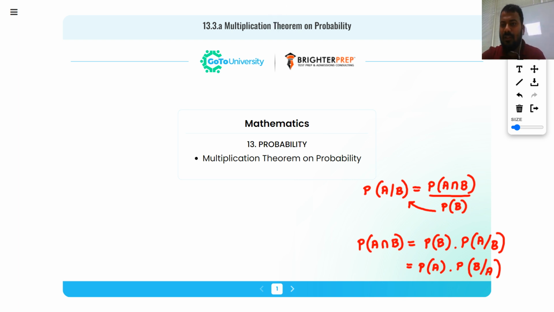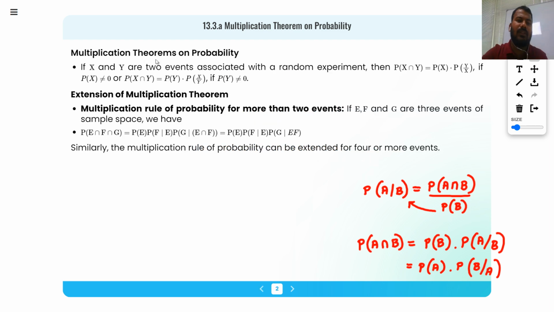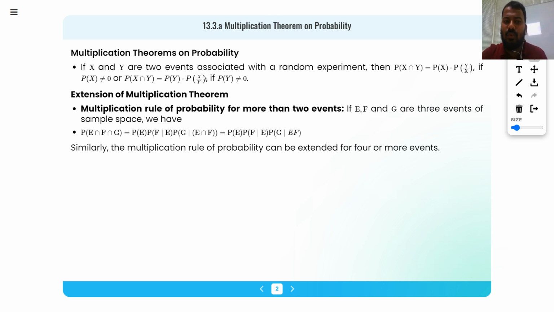Okay, so let's look at the formula here. This is what the multiplication theorem on probability states. If X and Y are two events associated with a random experiment, then the probability of X intersection Y is the probability of X times the probability of Y given X.